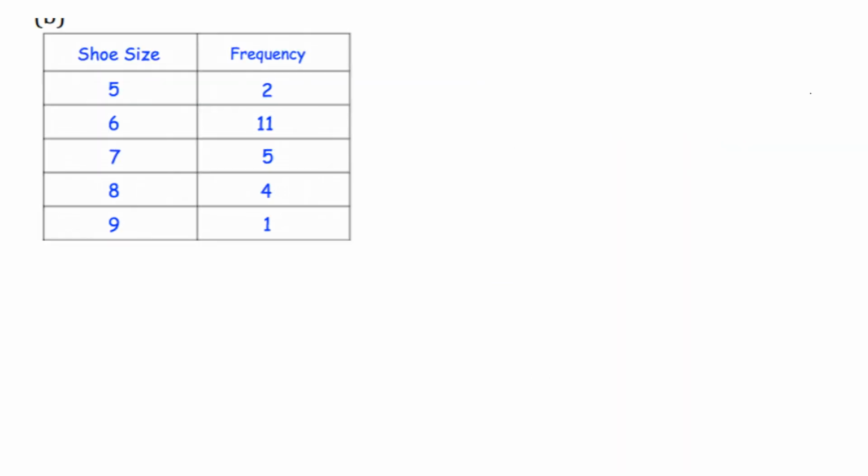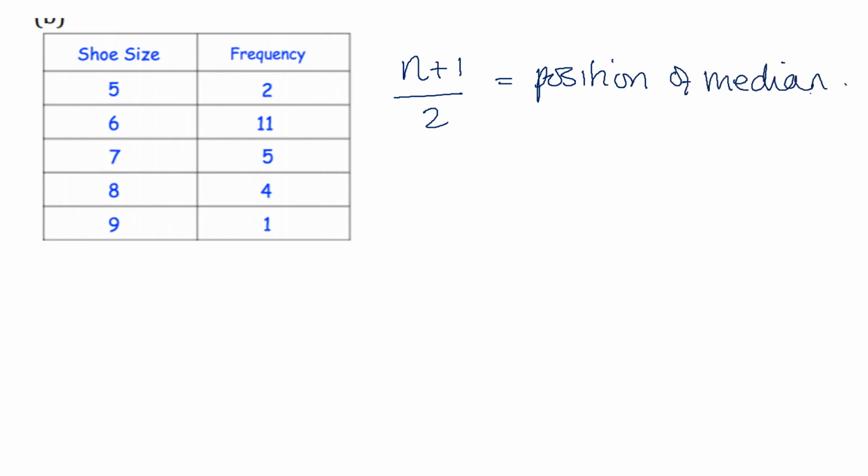Let's try another example. So we're going to use our position of a median formula. So we've got n plus 1 divided by 2 is equal to position of a median. So we add up our total frequency, which will give us 11 plus 2 is 13, 18, 22, 23. So we've got 23. 23 plus 1 divided by 2. 23 plus 1 is 24, divided by 2 is 12.